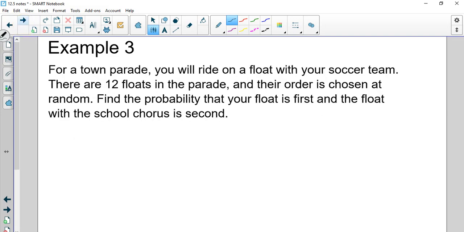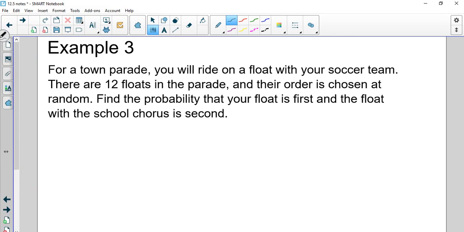Okay, for a town parade, you will ride on a float with your soccer team. There are 12 floats in the parade, and their order is chosen at random. Find the probability that your float is first, and the float with the school chorus is second. Okay, so this one's a little bit challenging, but it'll make sense, hopefully, once we go through it. So first off, there's 12 floats, and they're in random order. So that means 12 factorial, which remember is the same thing as this.